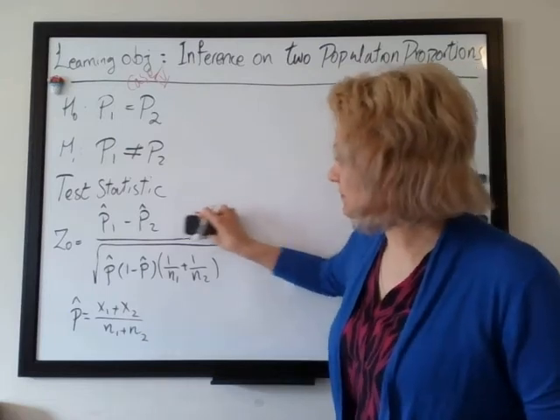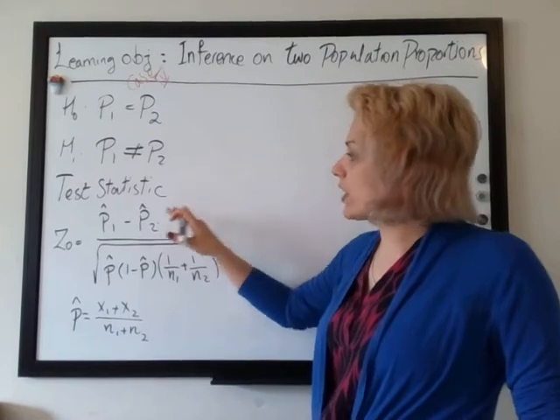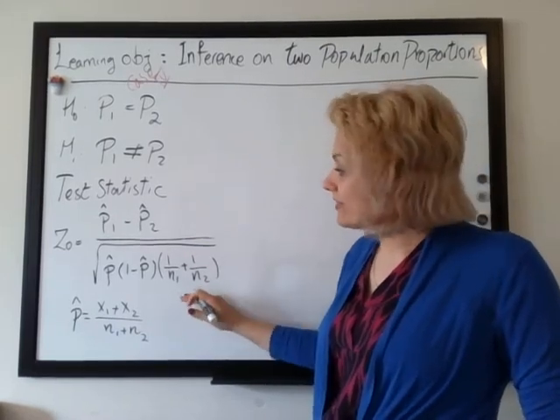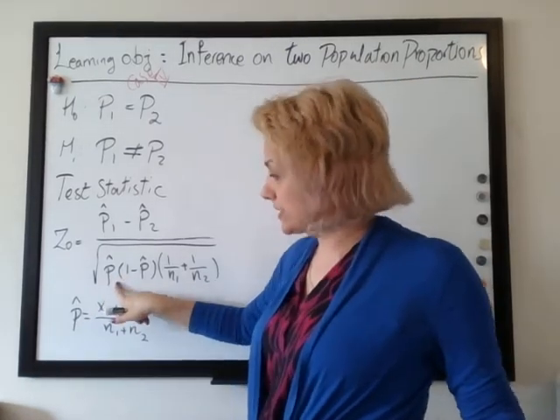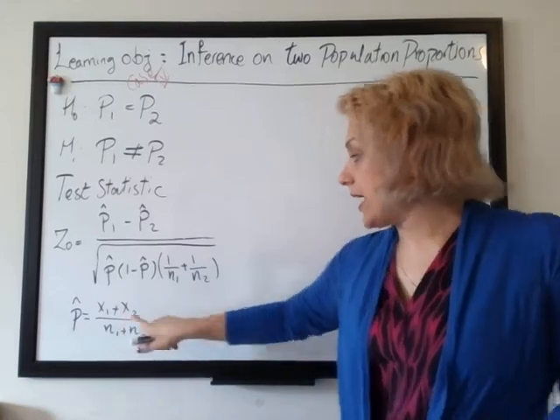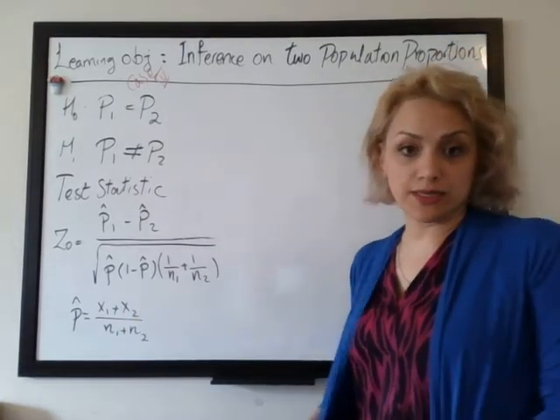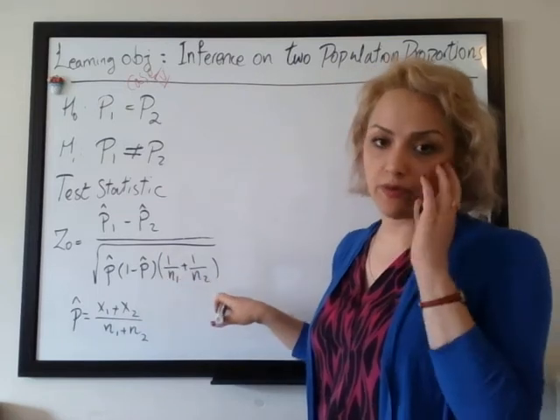So that original equation was the one that I showed you. Okay, so I have P1 estimate minus P2 estimate. And then for the standard error in the denominator, I would write down the square root of P estimate times (1 minus P estimate). And the P estimate, the equation for it is (x1 plus x2) divided by (n1 plus n2), because we have two samples, right? And then times (1 over n1 plus 1 over n2).